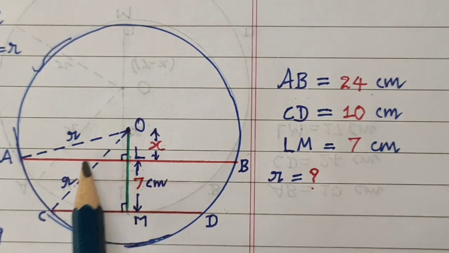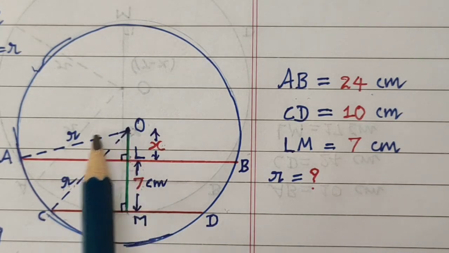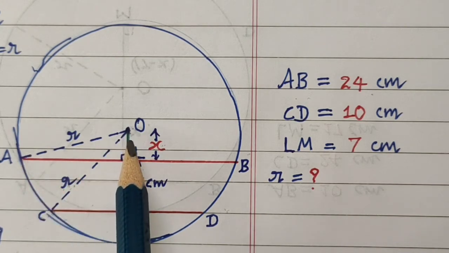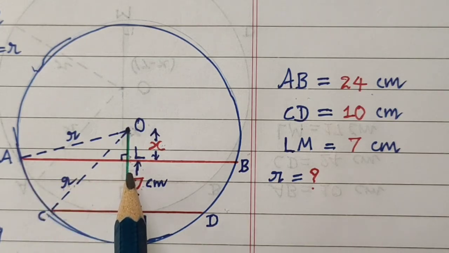After calculations, we get X is equal to 5. Substituting the value of X in this equation, R square is equal to 12 square plus 5 square. We get R is equal to 13 centimeters.